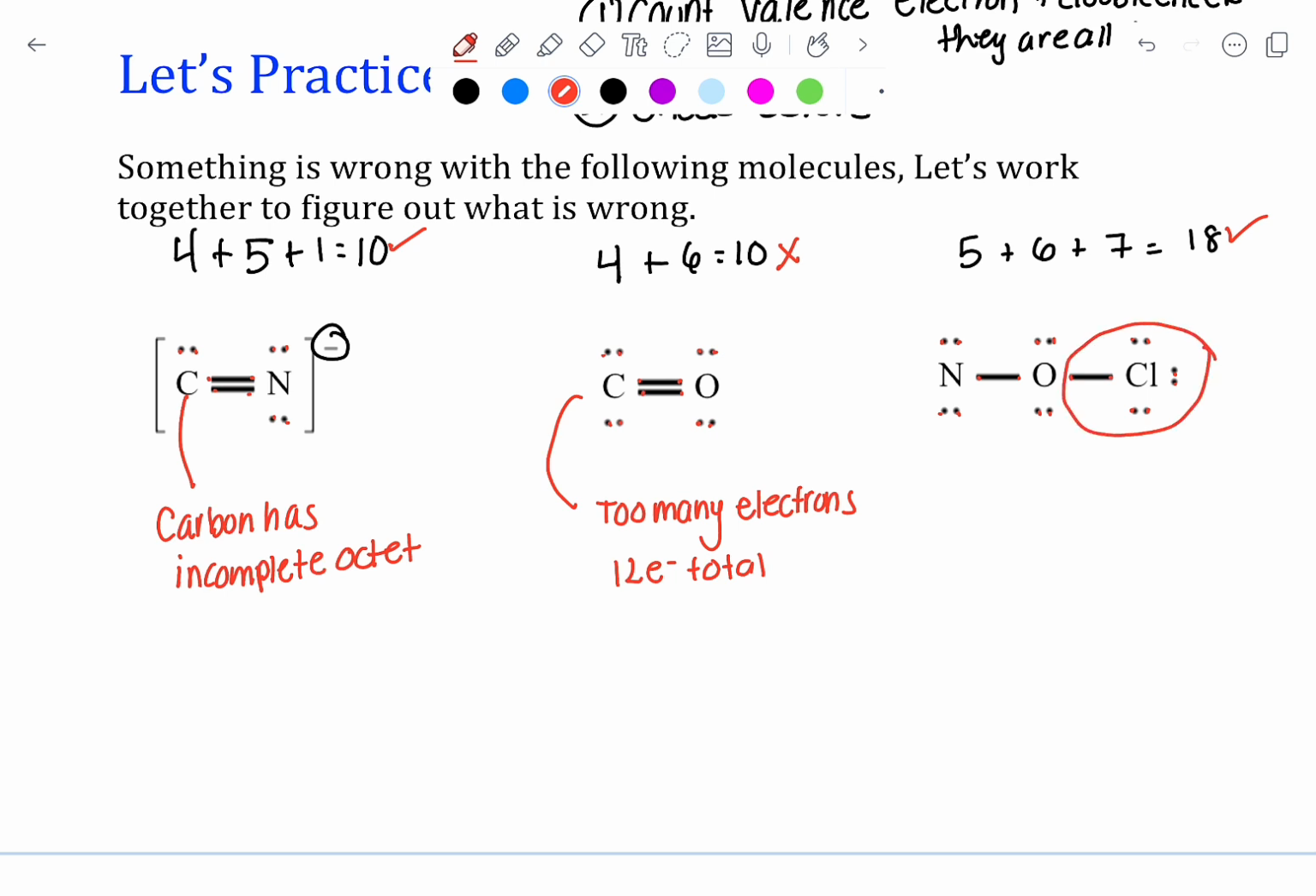Chlorine, that has an octet. Oxygen, that has an octet. So let's check our nitrogen. Nitrogen does not have an octet. Nitrogen has an incomplete octet. It's missing 2 electrons.